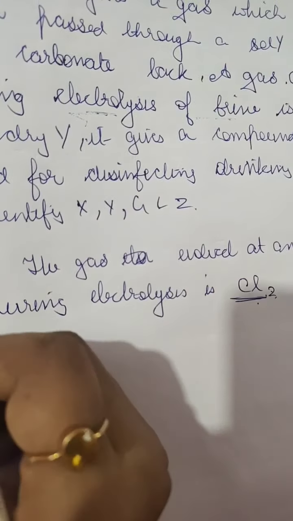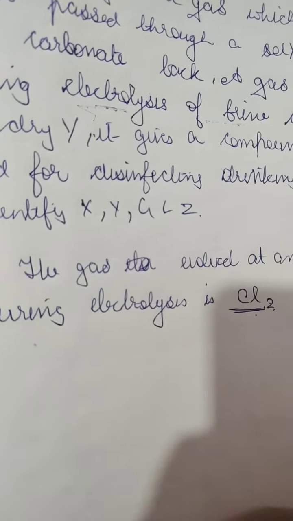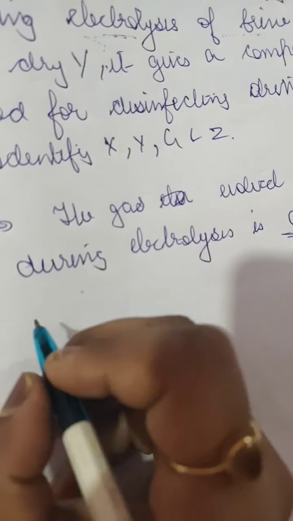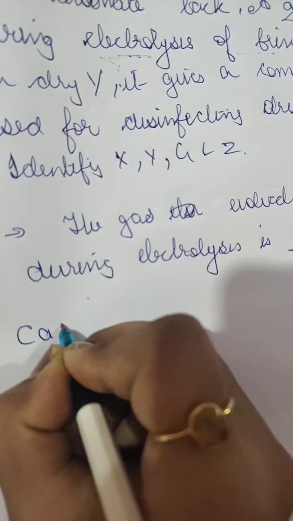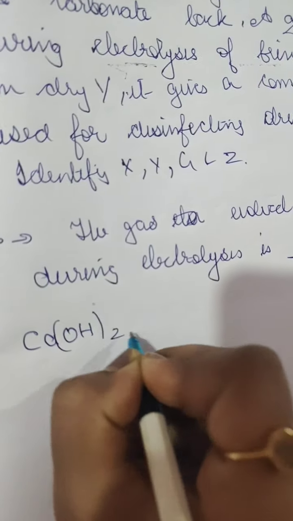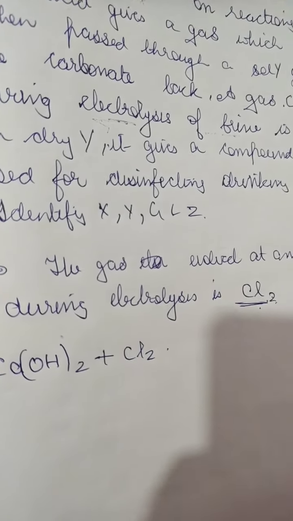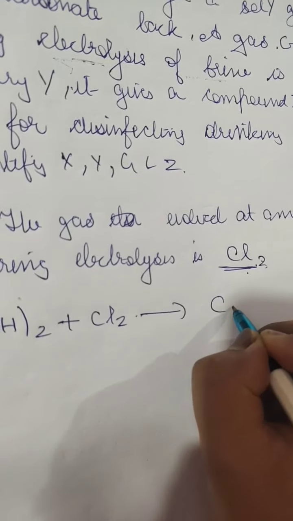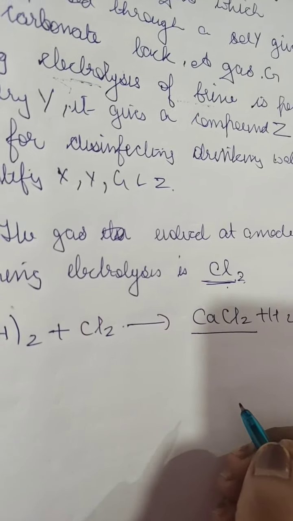Okay, so next is when this chlorine gas is passed through this. I'll write the reaction as well. So when the chlorine gas is passed through calcium hydroxide, Ca(OH)2, we get bleaching powder. So CaCl2 is bleaching powder.